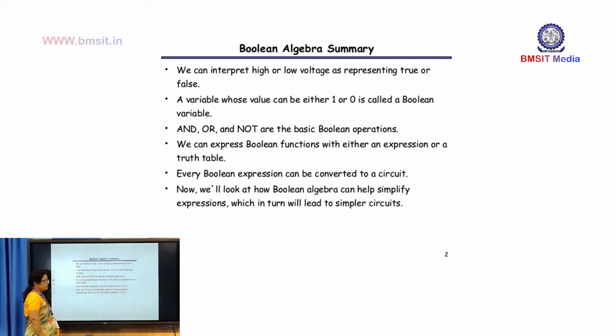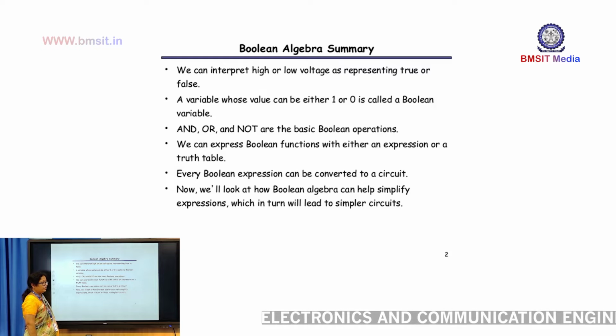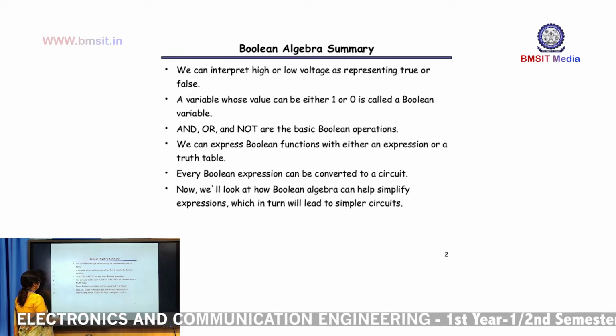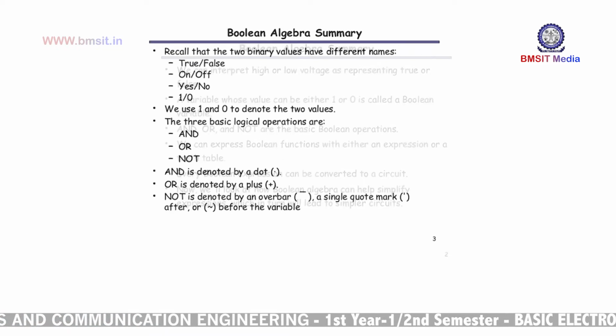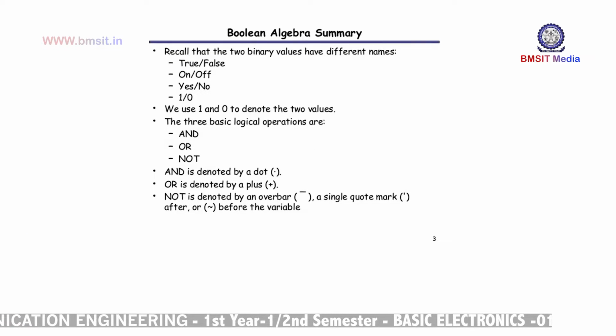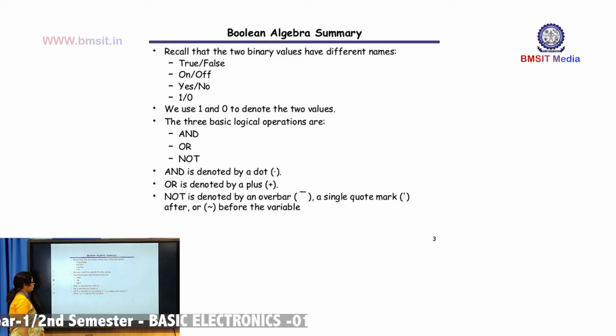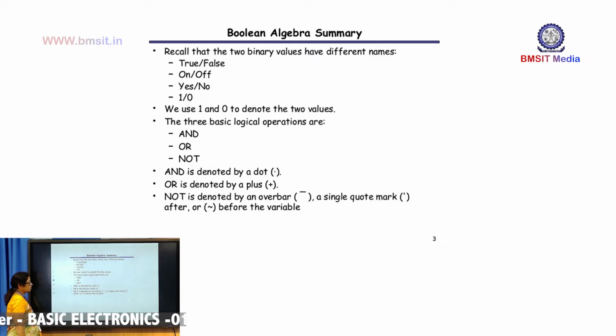Boolean functions can be expressed either as an expression or a truth table. Today I am going to explain step by step how to write a Boolean expression for a particular case or truth table, and obtain a truth table from Boolean expressions or a Boolean expression from a truth table. All these things we are going to learn today. So the basic operations which I already told you are the AND operation, OR operation, and NOT operation.